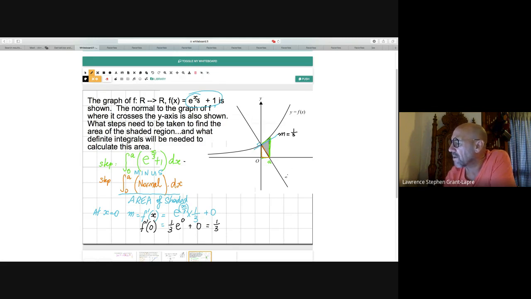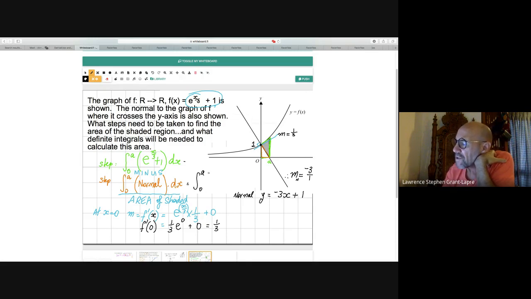Therefore, the gradient of our normal is negative 3 over 1, to reflect the 1 over a third. And it crosses the y-axis at 1. So the equation of the normal is y equals mx plus c.